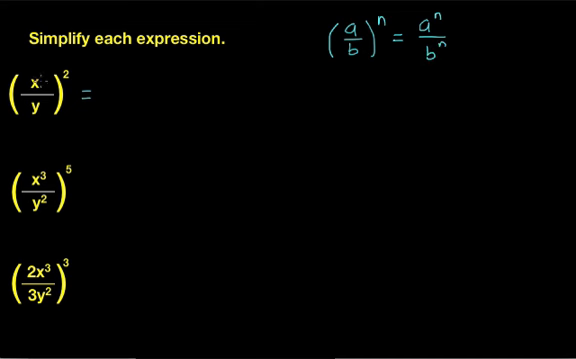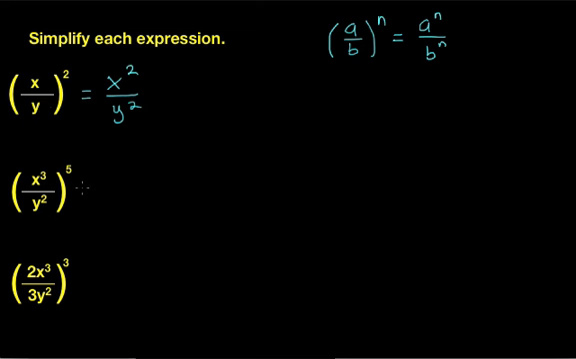So let's do that. We've got the quotient x over y, and that's all raised to the second power. So we'll distribute this to the numerator and the denominator. So that gives us x raised to the second power, and our denominator y raised to the second power, not the nth power. And it's really that simple. Every time you apply this property, you're simply distributing the outside exponent to the numerator and the denominator.